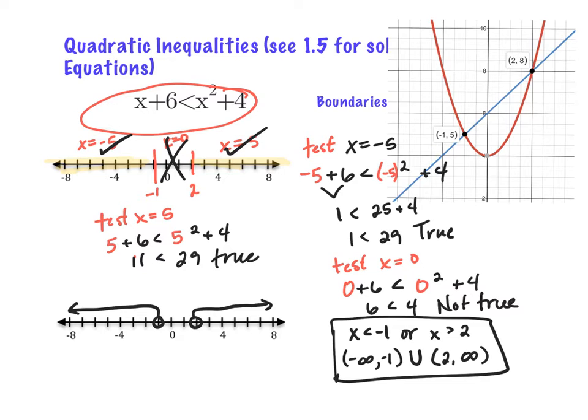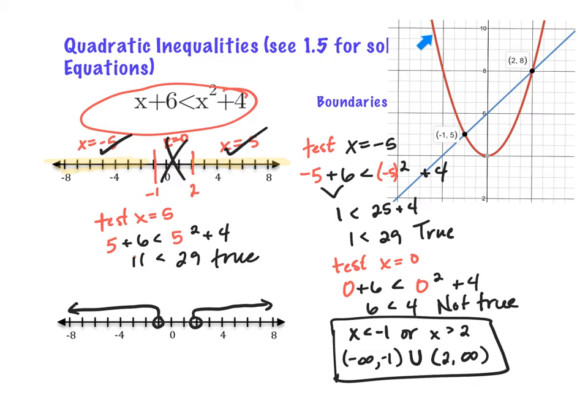What I have here is I've graphed the line x plus 6. So I've graphed this side of the equation as though it was its own thing. And then I've graphed the parabola, x squared plus 4. And what I find is they cross where x is -1 and x is 2. Those were my boundaries that I originally started working with. So if I want to know where the line is less than the parabola, then I'm going to figure out where the line is physically below the parabola.